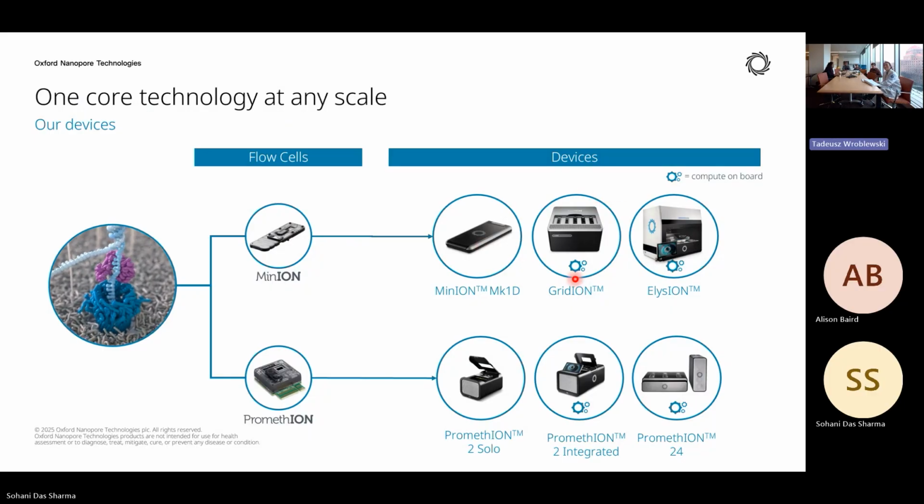And this is GridION, and this is a more robotic system called ELISION. The GridION flow cell is, I think, very useful in the microbiology space. And these are lower throughput flow cells compared to PromethION.